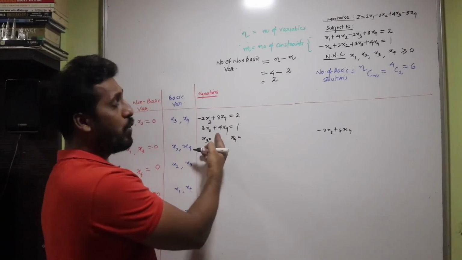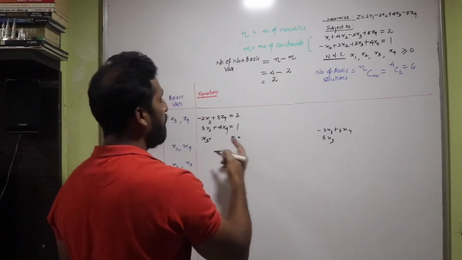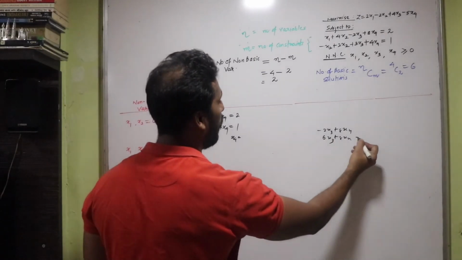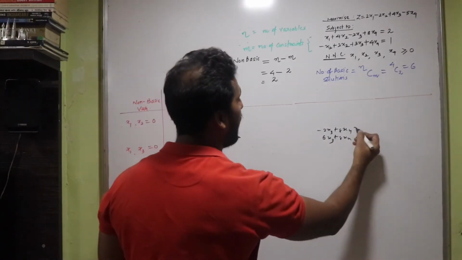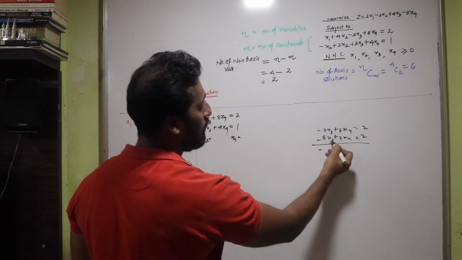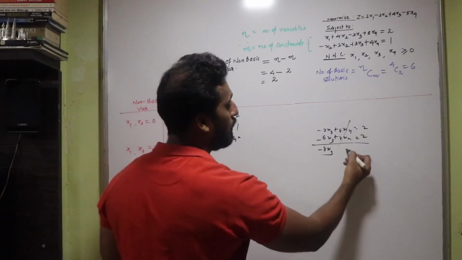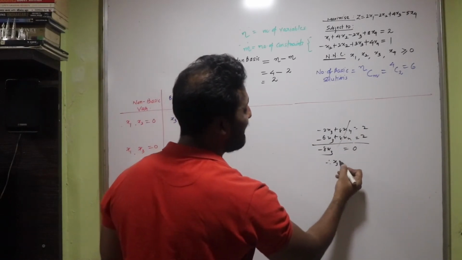You multiply this equation with, let us say, 2. So I get 6x3 multiplied by 2, you get plus 8x4 multiplied by 2, you get 2 on the right hand side. Subtract the two equations, so you get minus of 2x3 and minus of 6x3. That's minus of 8x3. This cancels. 2 minus 2 is 0. That means you have got x3 as 0.